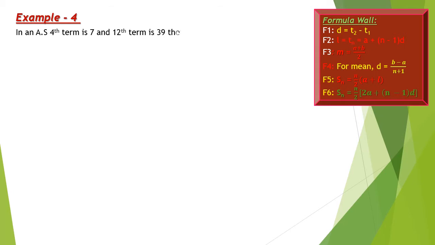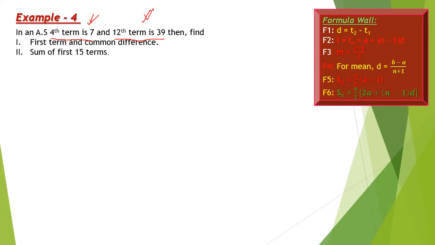In an arithmetic series, the 4th term is 7 and the 12th term is 39. We have done this type of question in part 1 of arithmetic sequence and series, where we found the values of a and d. We do this in the same way, with first term a and common difference d. Only this part is added from the previous question.